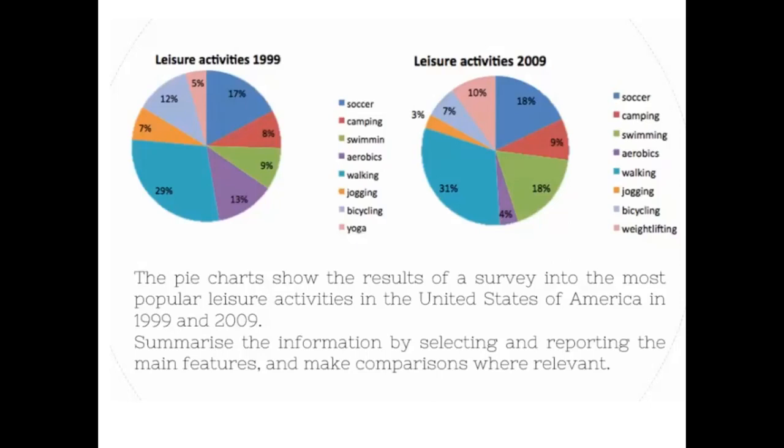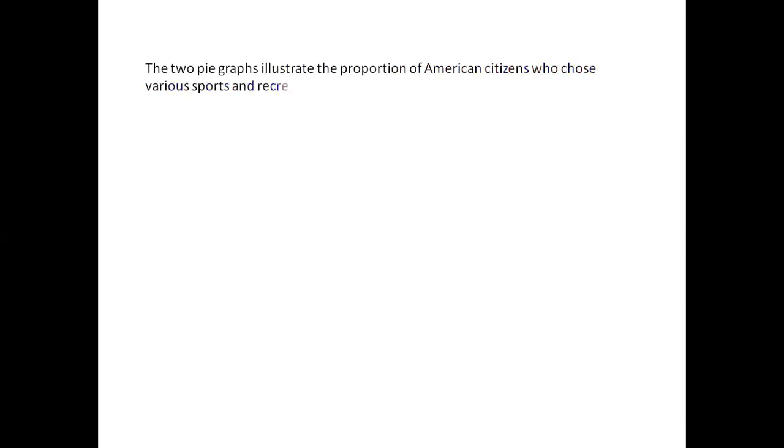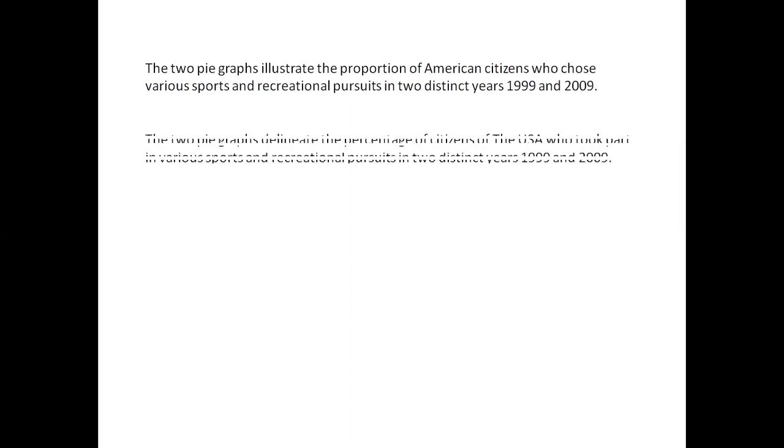So I rather suggest to my students to just have a look at the graph and ask yourself what kind of data it represents. Again, here also it represents what? Proportion or percentage or ratio, you can say. Ratio of who? The next question you should be asking yourself. The ratio of American citizens. What kind of American citizens? The American citizens who took part in various sports and recreational pursuits again in two distinct years, and that's how the introduction can be written. So we can write: the two pie graphs illustrate the proportion of American citizens who chose or who took various sports and recreational pursuits in two distinct years, 1999 and 2009, right?